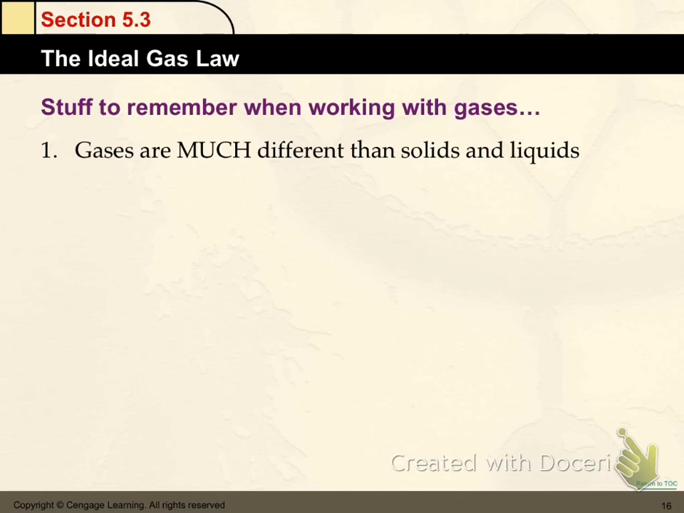So we can do the same with temperature. We can increase the temperature of a gas, and that could increase the volume. So all of those things go into making gases very much unlike solids and liquids, and that's kind of why it gets its own chapter in this textbook.